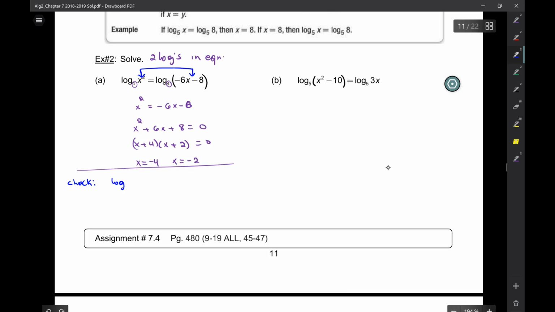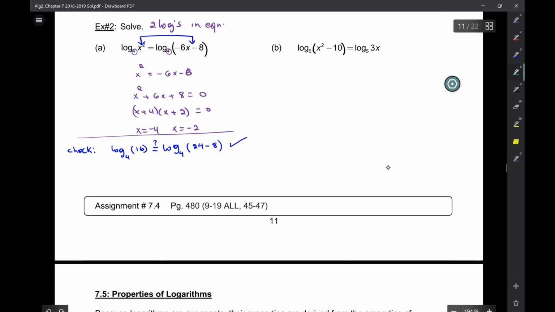You have log base 4 of 16. Is this equal to log base 4 of 24 minus 8? Yes. They're the same. This is just 16. Are you guys with me? You have to check both.